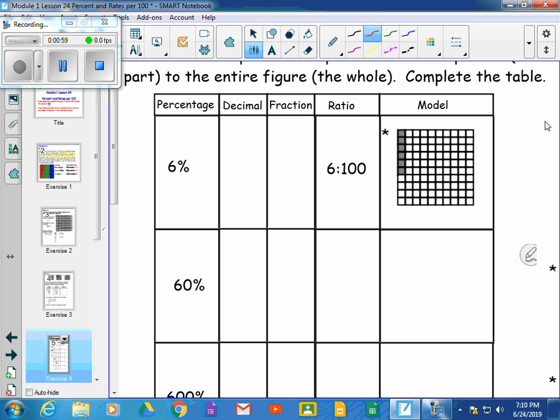Next, I'm going to write the fraction and the decimal. The fraction is 6 colored in out of 100 total squares. And the decimal would be 6 in the hundredths place. Got to know your place value. This would be the ones, then the tenths, and then the hundredths. We would put the last digit of what we're given there, or what we have in the top of the fraction, in the hundredths place. So 0.06, 6 hundredths.